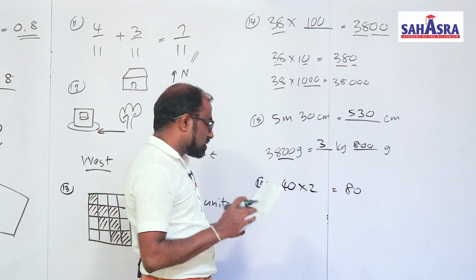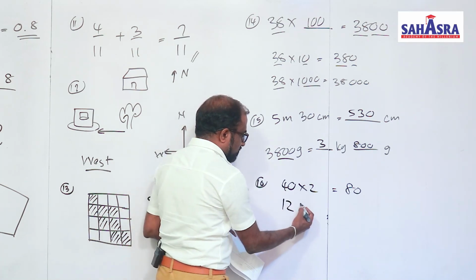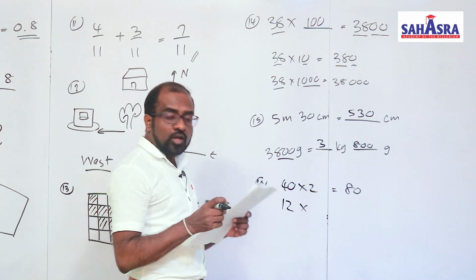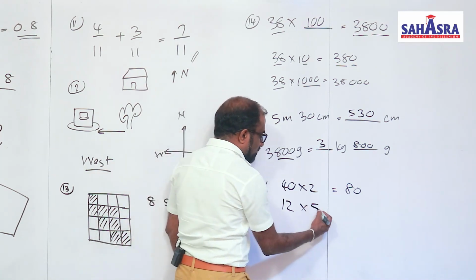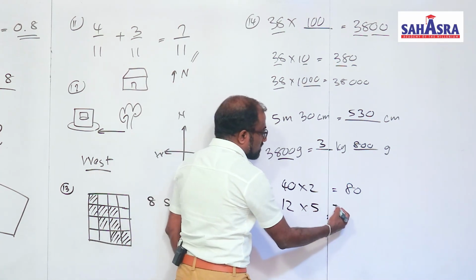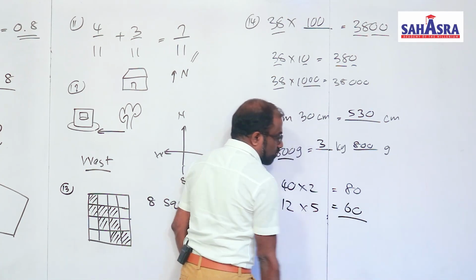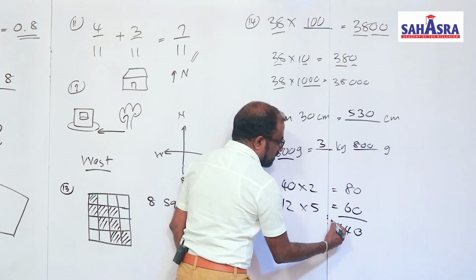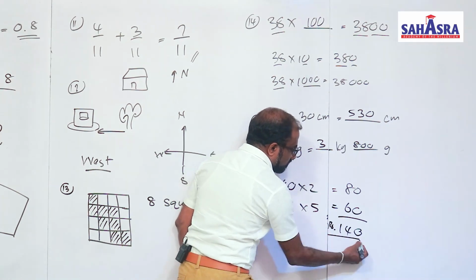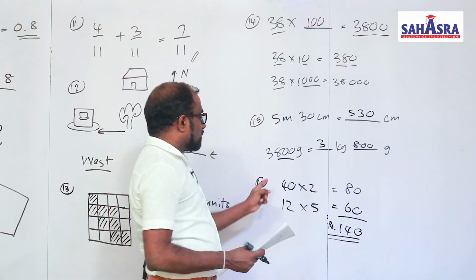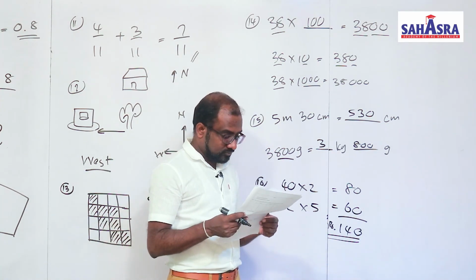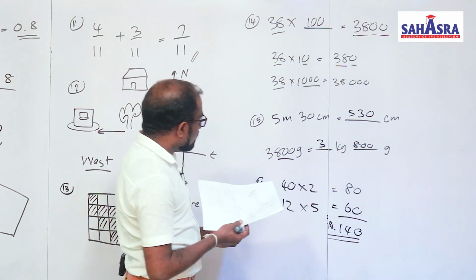Then 1 pen costs 12 rupees and 5 pens were bought. So, 5 times 12, that is 60. So, what's the total cost, children? 80 plus 60, 140 rupees. The answer, the total cost of 2 books and 5 pens is rupees 140. Right. Check your answers up to there.